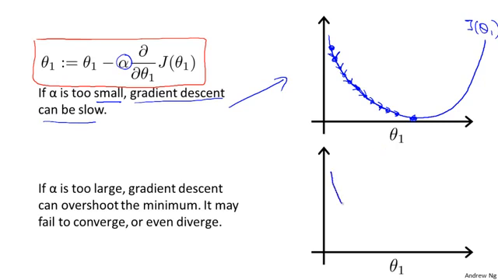So here's my function J of theta. Turns out, if alpha is too large, then gradient descent can overshoot the minimum and may even fail to converge or even diverge. So here's what I mean. Let's say I start off theta there. It's actually pretty close to the minimum. So the derivative points to the right, but if alpha is too big, I'm going to take a huge step. Maybe I'll take a huge step like that. Right? So I end up taking a huge step.